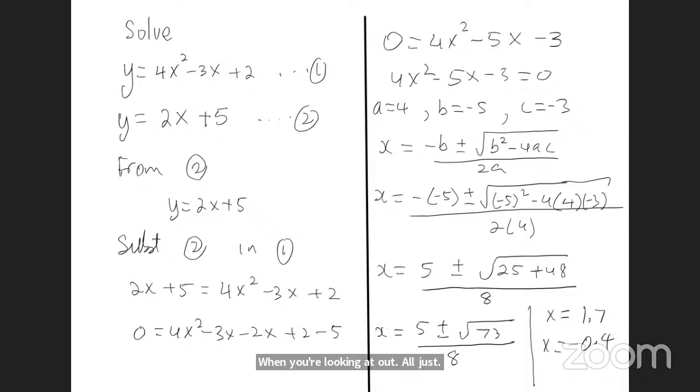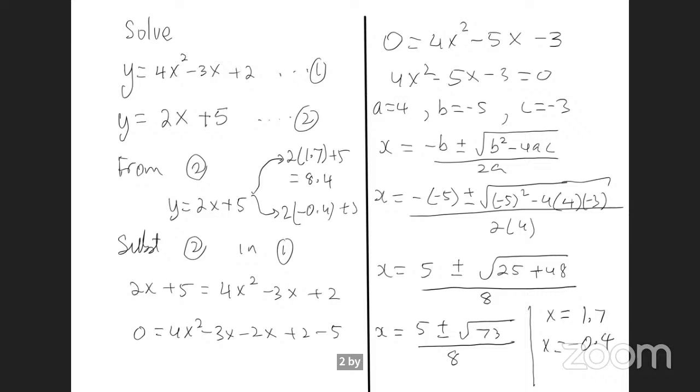Right? When you solve for X, solve for Y one time. So when you come here, the first Y value was what? 2 by 1.7 plus 5. How much is that? 8.4. And the next value is 2 by minus 0.4 plus 5, which was 4.2. Right. Okay, when you find x, you have to find y as well, right? You can't stop there. You have to find y too.